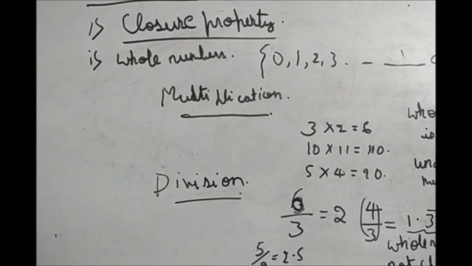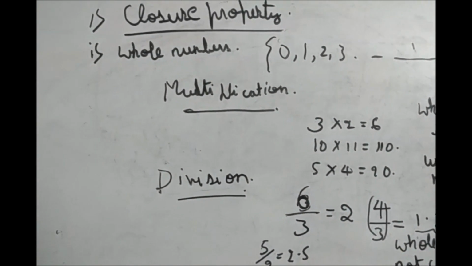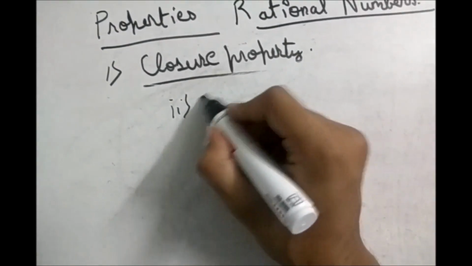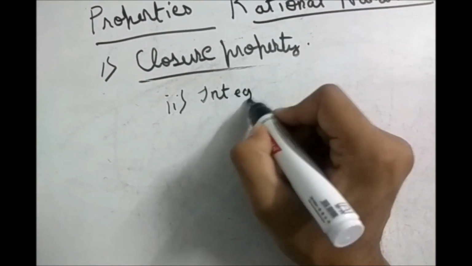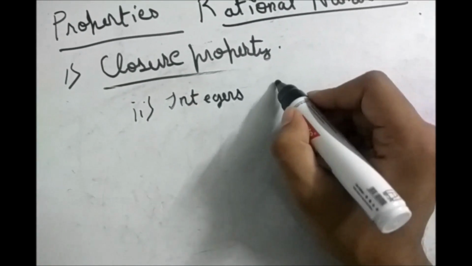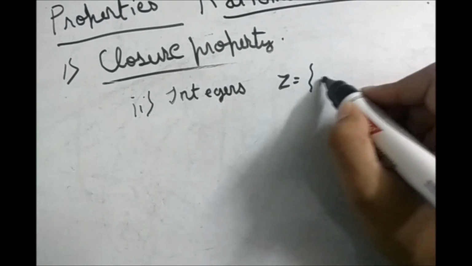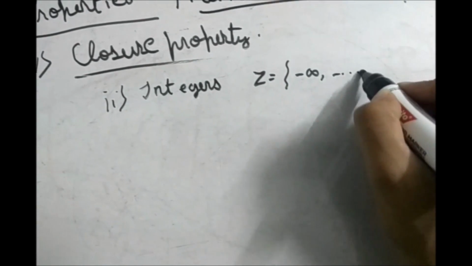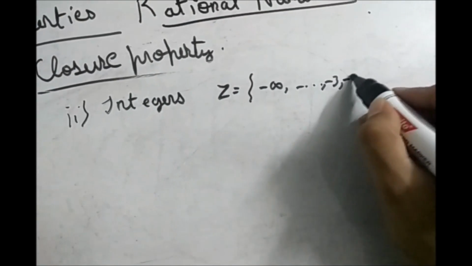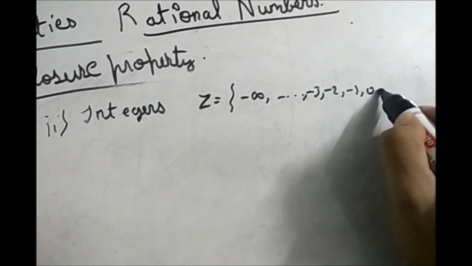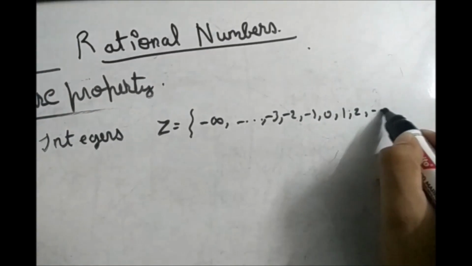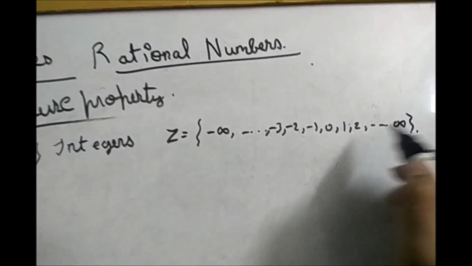Now let's see for integers. We know the set of integers is from minus infinity to minus 2, minus 1, 0, 1, 2, and so on up to infinity.